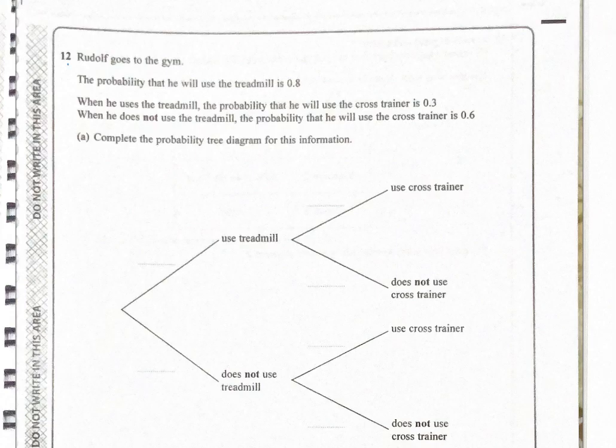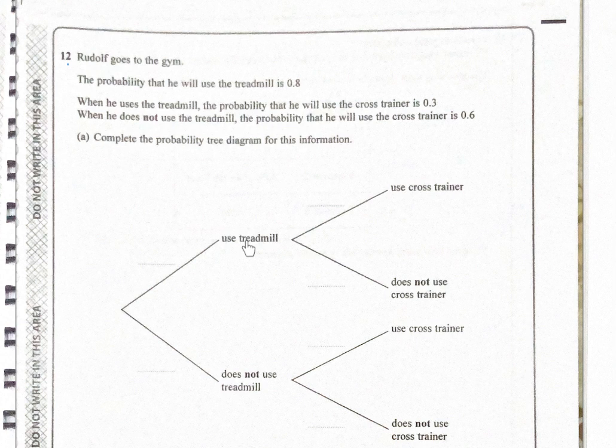12. Rodolphe goes to the gym. The probability that he will use the treadmill is 0.8. When he uses the treadmill, the probability that he will use the cross trainer is 0.3. When he does not use the treadmill, the probability that he will use the cross trainer is 0.6. Complete the probability tree diagram for this information.